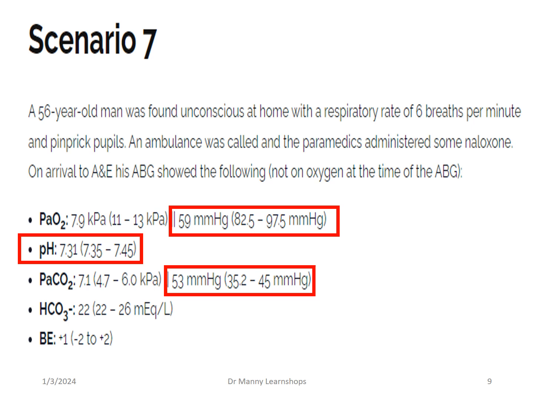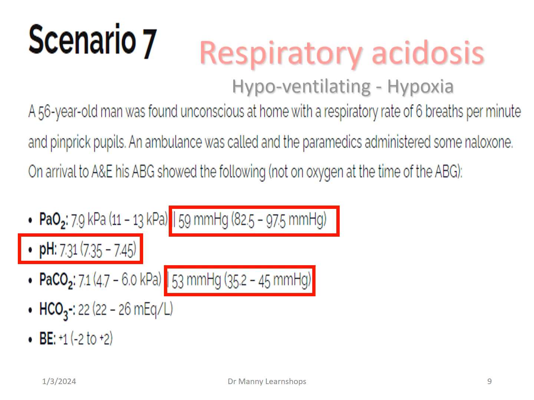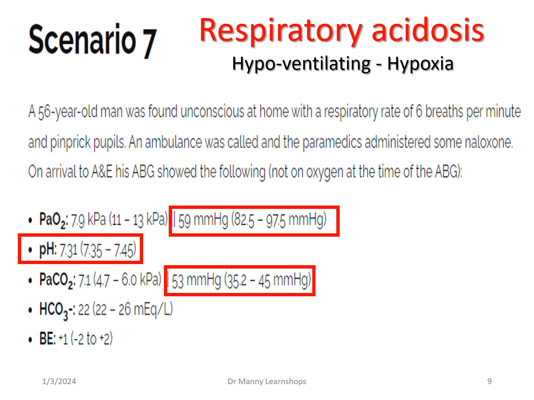The interpretation is a respiratory acidosis. The patient is hypoventilating because they must have taken a medication. If it required naloxone, maybe a benzodiazepine, or here probably an opioid. The naloxone, Narcan, will work on opioids. And they're hypoxic.